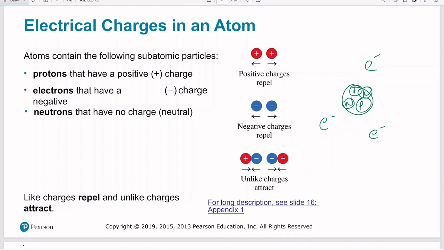Again, the protons and neutrons are found in the nucleus, or in a hard core in the center of an atom, and the electrons orbit around the nucleus in paths called orbitals. Like charges repel each other, and unlike charges attract each other in a similar way to poles in a magnet.